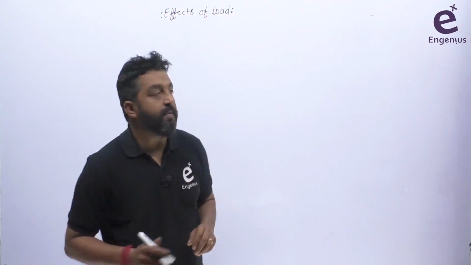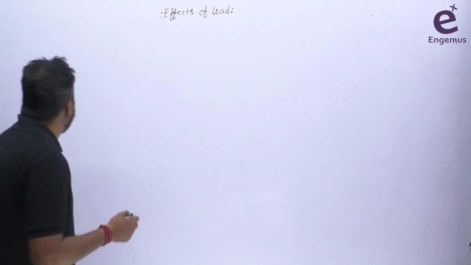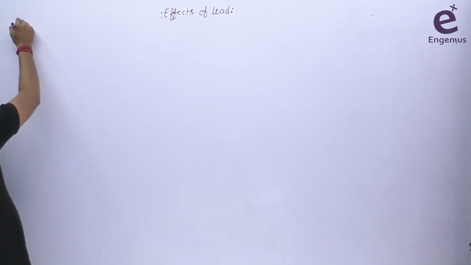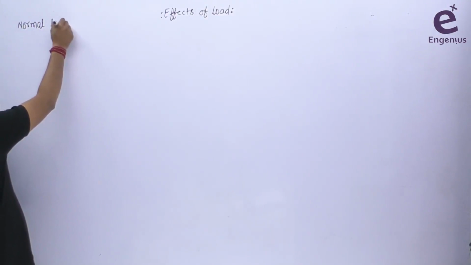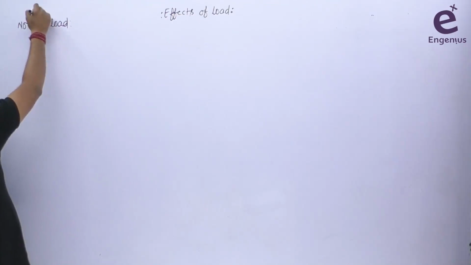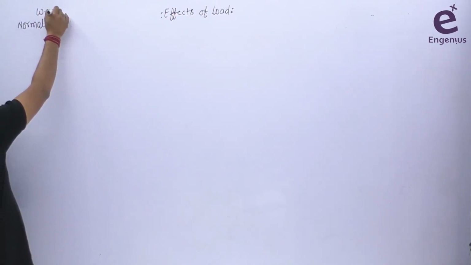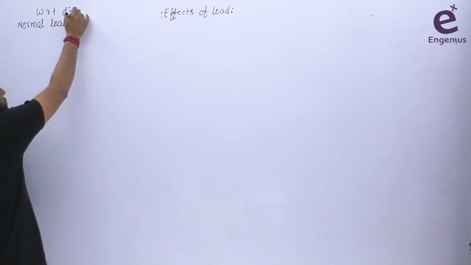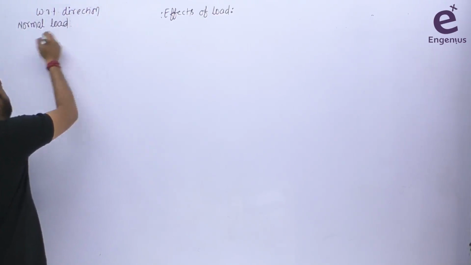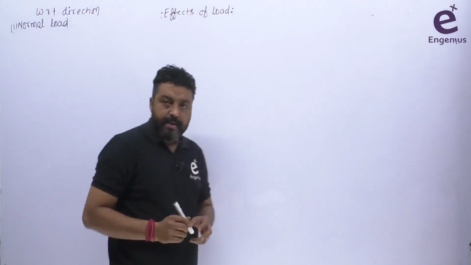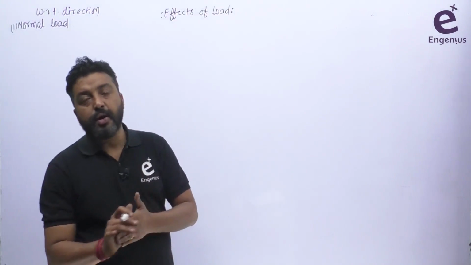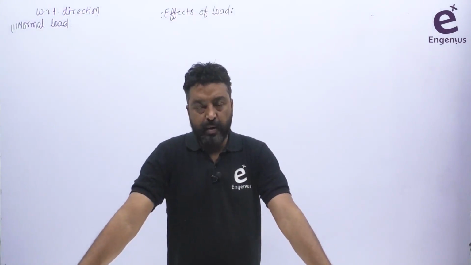Okay, so first I will start with the normal loading. Basically you can say this is with respect to direction. So the first category is normal load. We all know, as I told you, normal load is the load which will act normal to the cross section of the member. That will be the normal load.